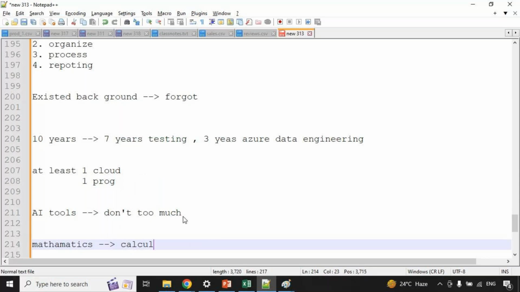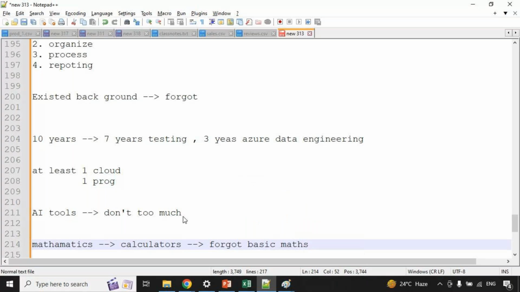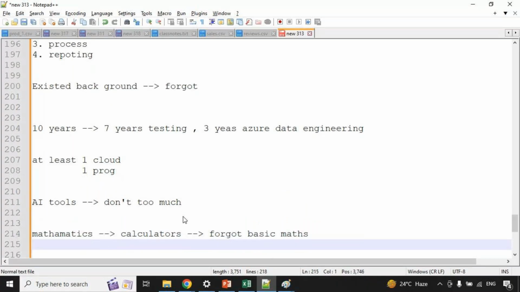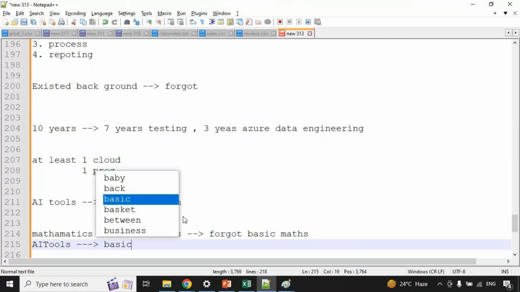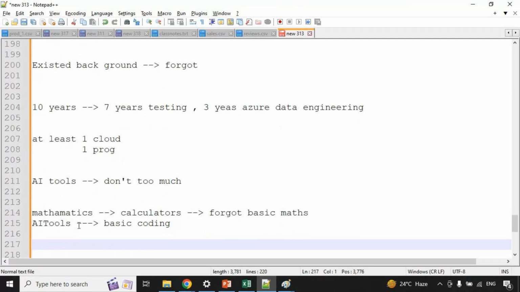After calculators came into the picture, people forgot basic maths also. Even though you are using AI tools, basic coding is required. So try to learn. If not, go for AI tools, guys. Coding nowadays is very easy, guys. Everywhere we have these tools; they are already provided. You can use them for your requirements.